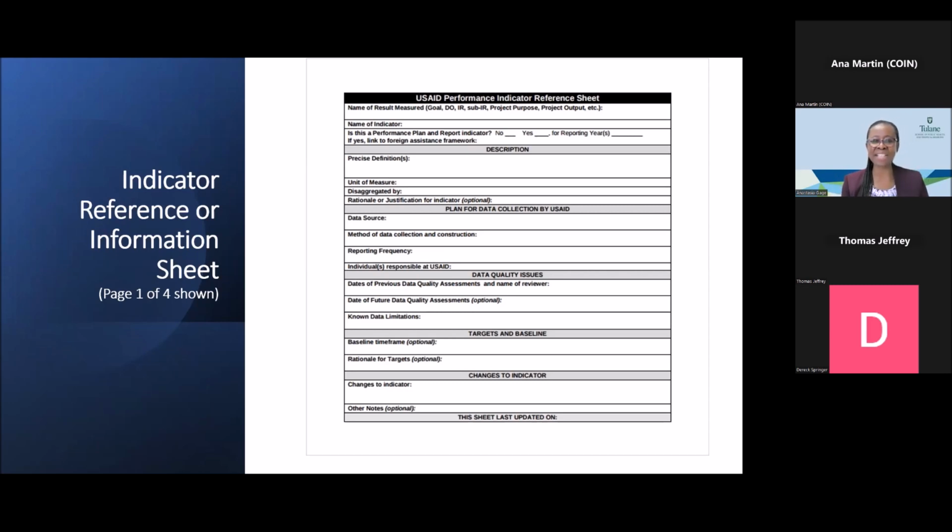This is an indicator reference or information sheet. It usually has 4 pages, but I'm only showing one. And it's something that you can also find through an internet search. It was developed by USAID as a way of documenting how indicators should be measured. And it's very important because it tells you to what level of a results framework, or sometimes logic model, the indicator pertains. It tells you exactly how it's measured, how the data are collected to measure it.